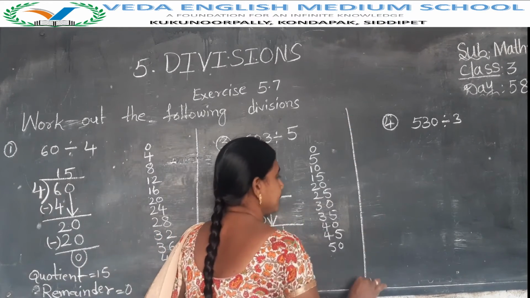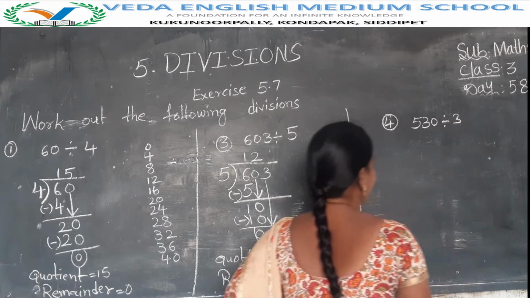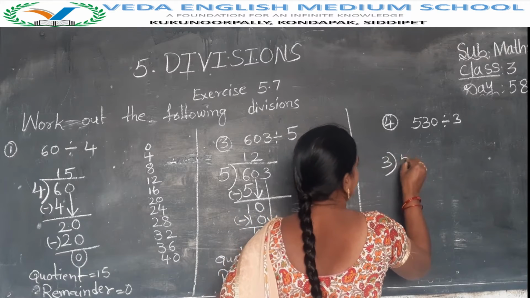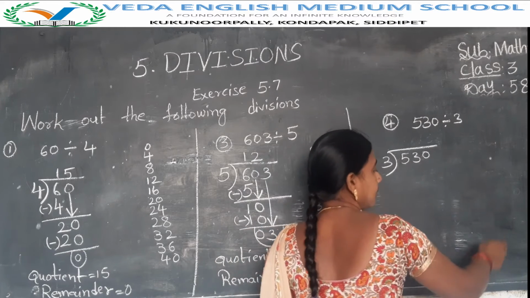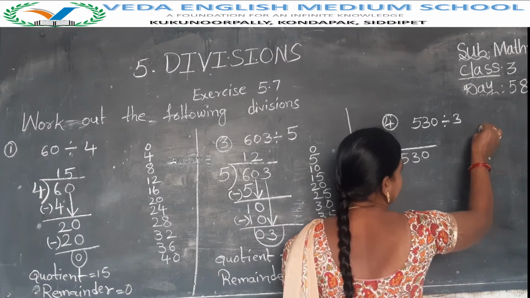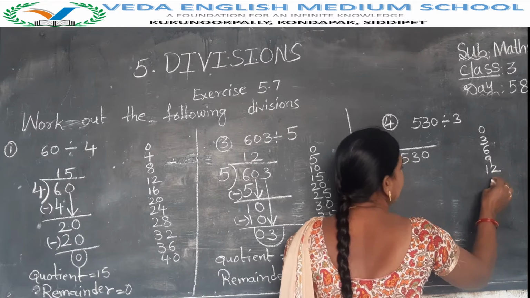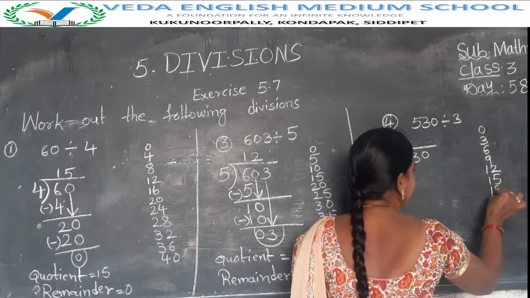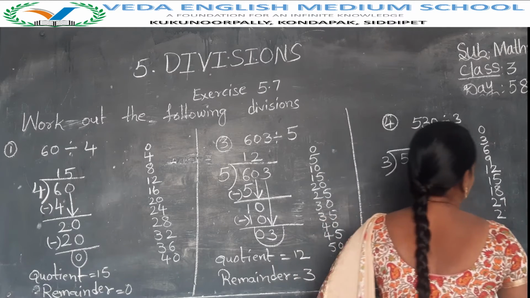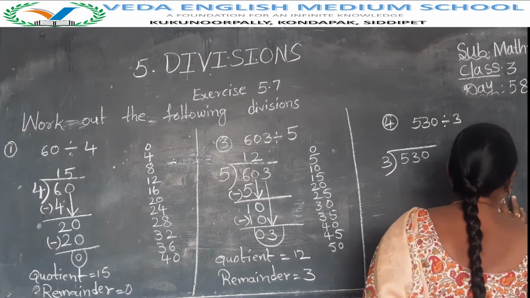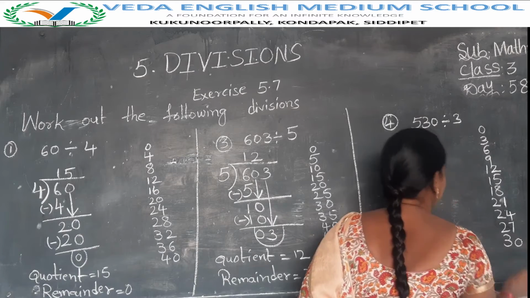Next, the fourth problem. See now, 530 divided by 3. Here the divisor is 3 and the dividend is 530. Now write the 3 table on the right side. 3 ones are 3, 3 twos are 6, 3 threes are 9, 3 fours are 12, 3 fives are 15, 3 sixes are 18, 3 sevens are 21, 3 eights are 24, 3 nines are 27, 3 tens are 30.